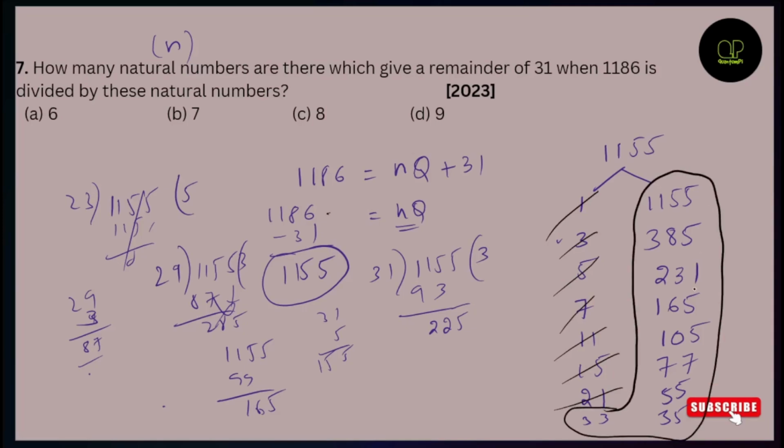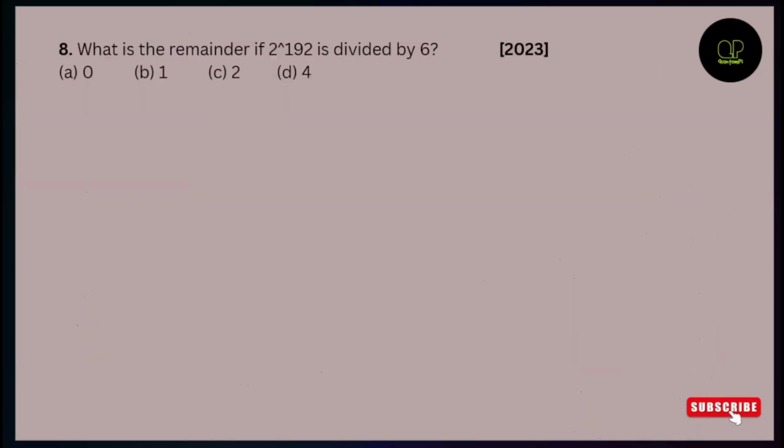So how many are there? These are 8 and this is 1, 9. So your answer would be option D. Well, I hope it's very clear, right? If you did not understand, do watch it again. So now let's go on to the 8th question.